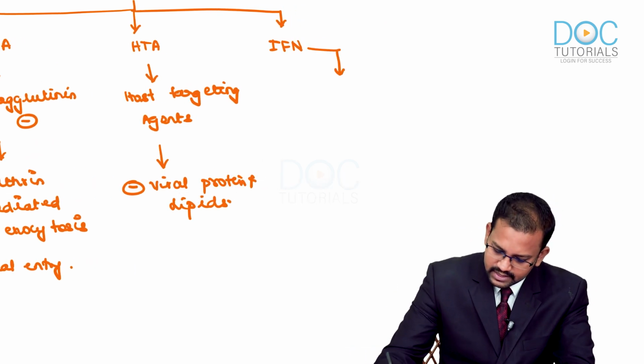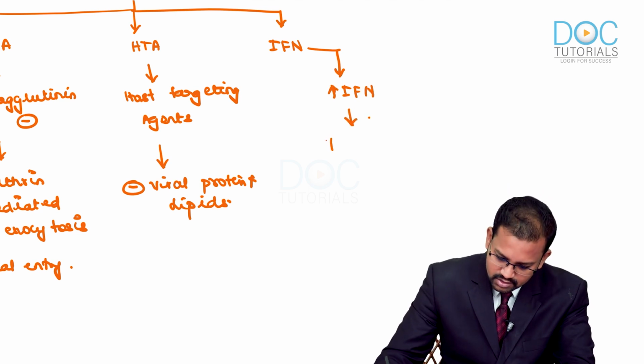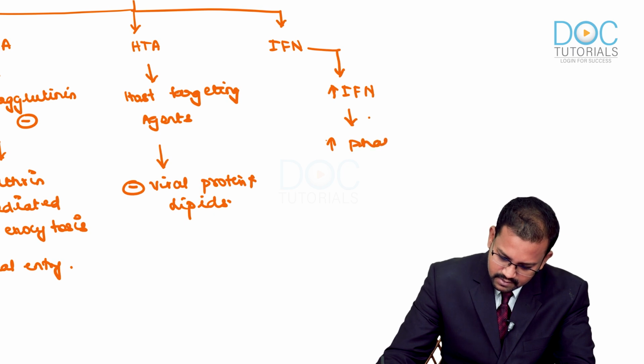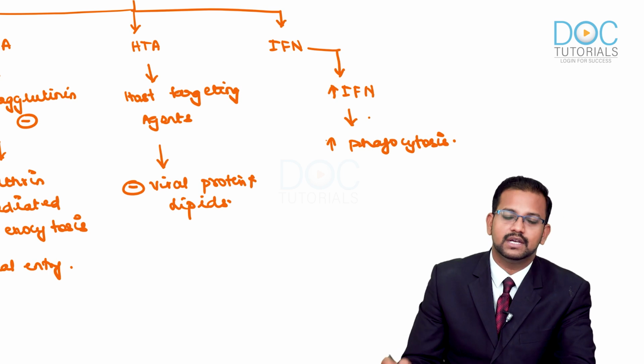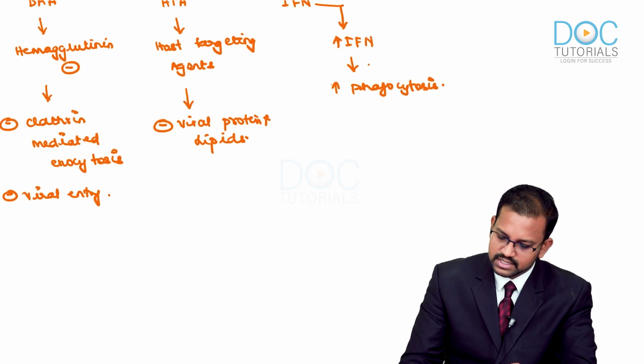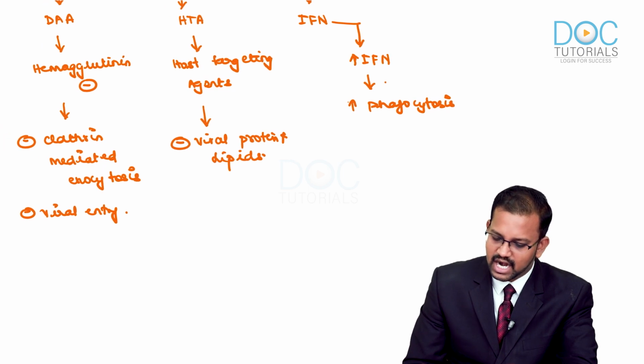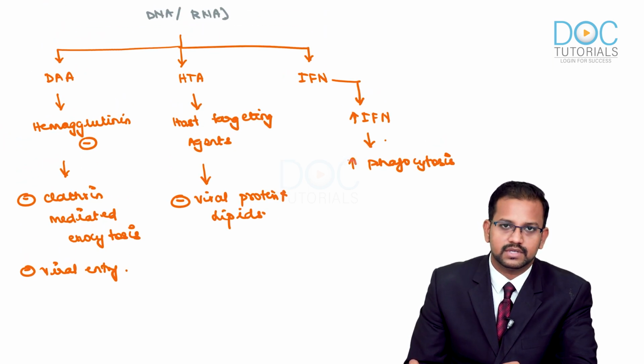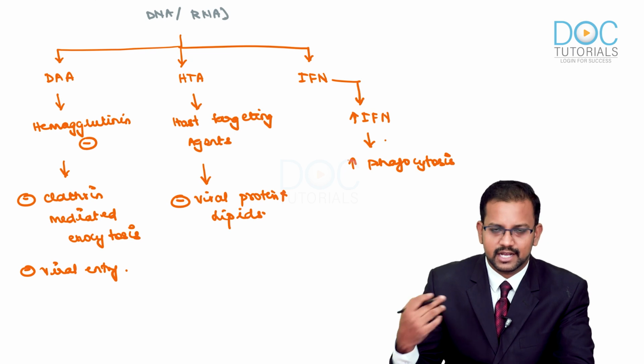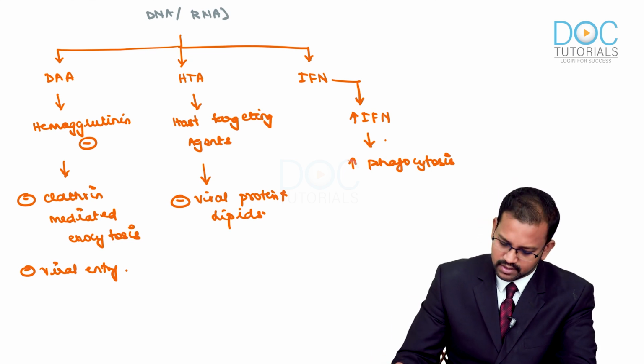It tends to increase the level of interferons, and thereby it tends to increase phagocytosis of cells. It tends to increase phagocytosis functions of your macrophages. Clear? These are the three major mechanisms by which this drug can be used as a broad spectrum antiviral agent, especially as we are targeting your SARS-CoV-2 infections.